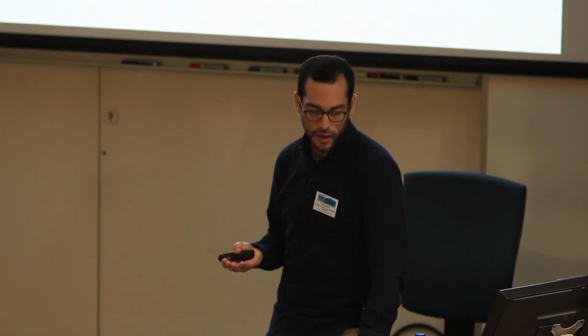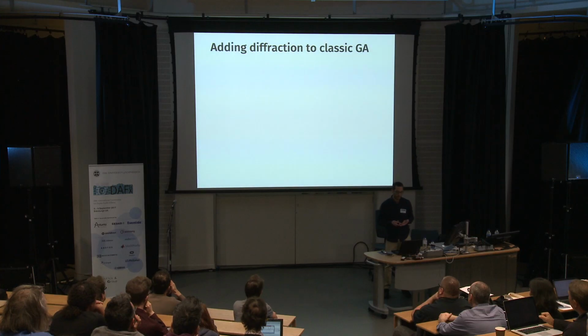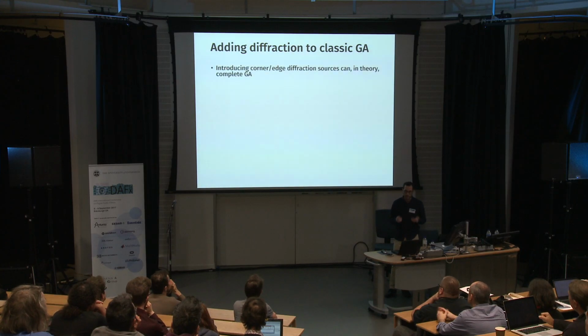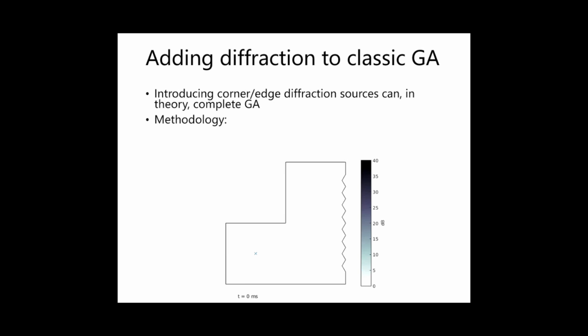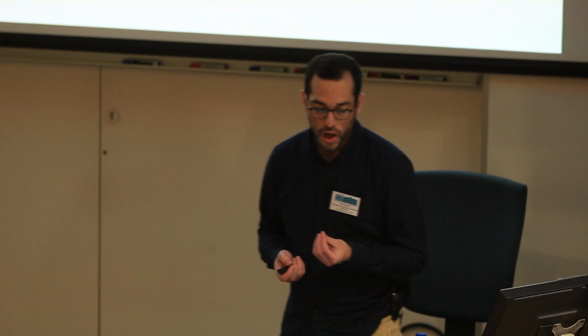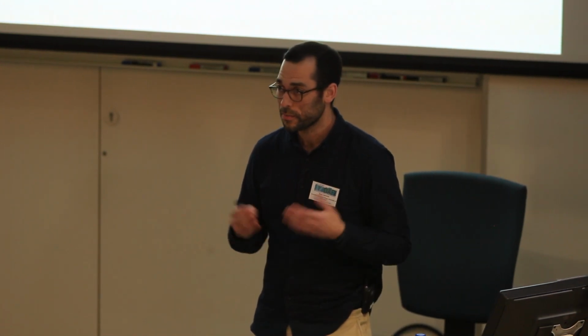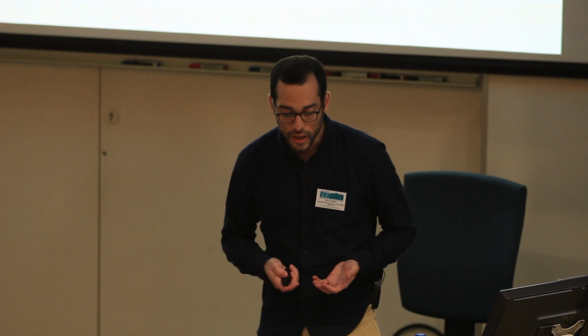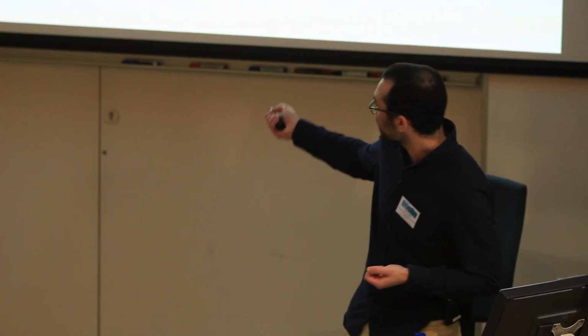So you can, of course, complete geometrical acoustics by adding in diffraction. And I'll explain how you would and then what some of the problems are with this. Essentially what you need to do is introduce secondary sources at all the corners or edges or discontinuities of material where you would expect diffraction to happen. And here we'll just focus on this interior corner.